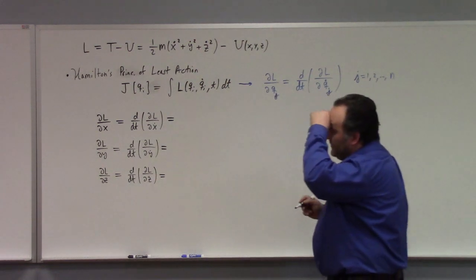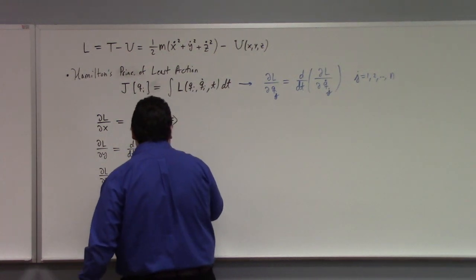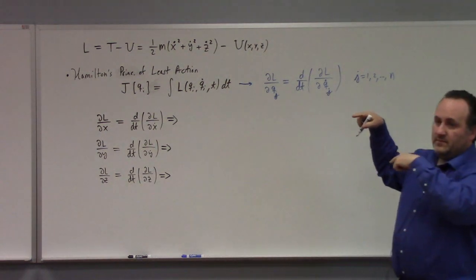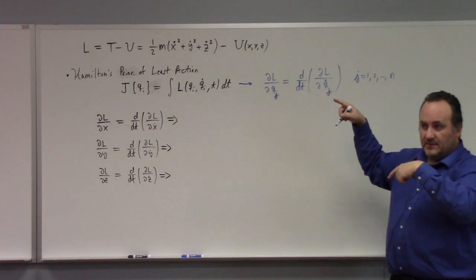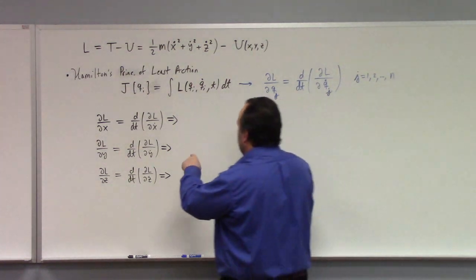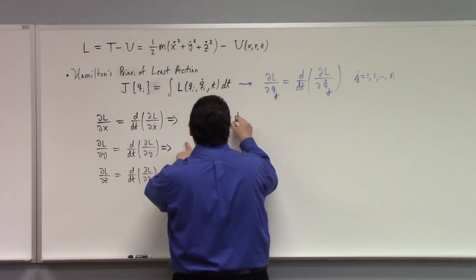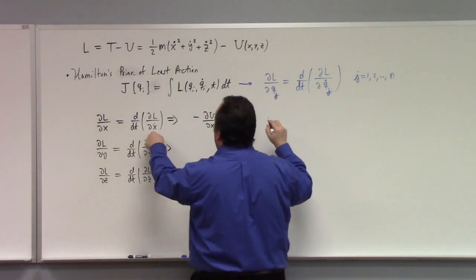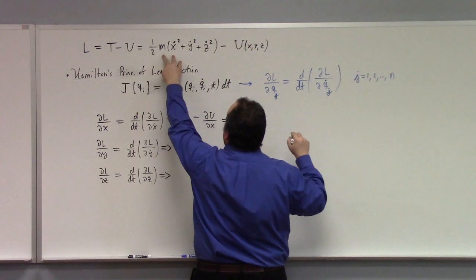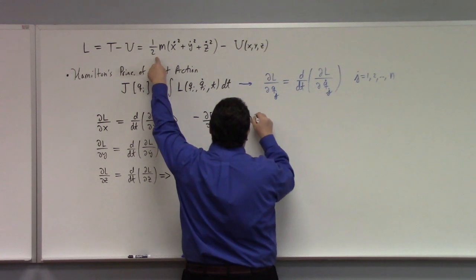So partial L partial x, how does that work? There is no spatial dependence to the kinetic energy, right? The kinetic energy here only depends on the velocities. So basically, we get minus partial U partial x equals d/dt of what? What is partial L partial x dot? See how it works? The 2 x dot cancels the half. We're just left with m x dot.